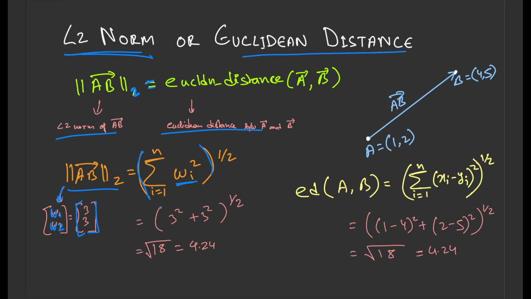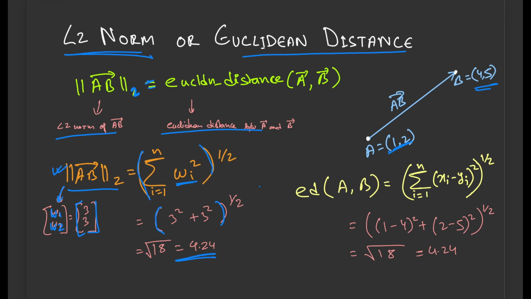When you apply this formula, you have 3 square plus 3 square, then you take the whole square root. So you take the square of each of the components, you sum them up, and then take the square root of the whole. So this is square root of 18, which is equal to 4.24. That's the magnitude or the length of this vector AB. Okay, we have this vector AB. A is at 1, 2, and B is at 4, 5, and the AB vector was 3, 3.